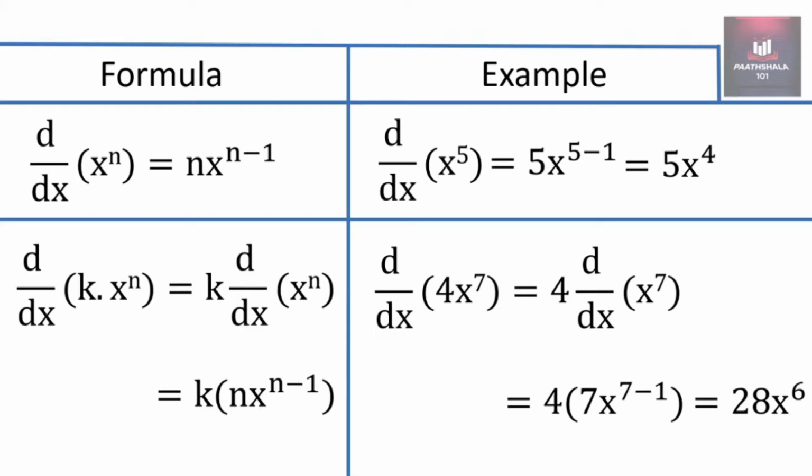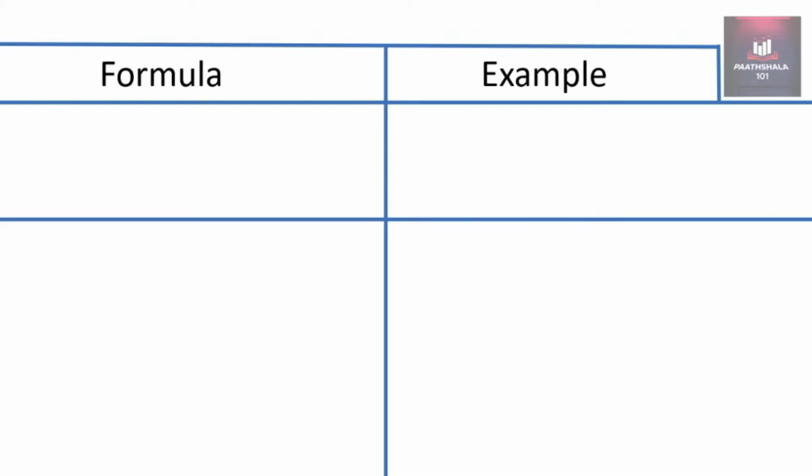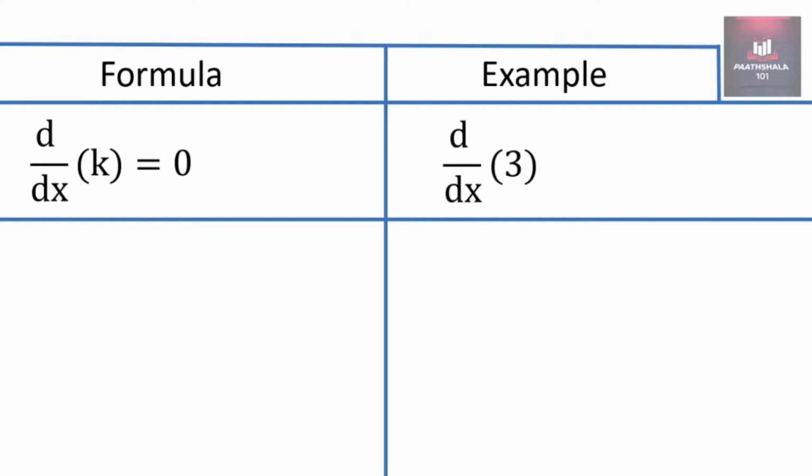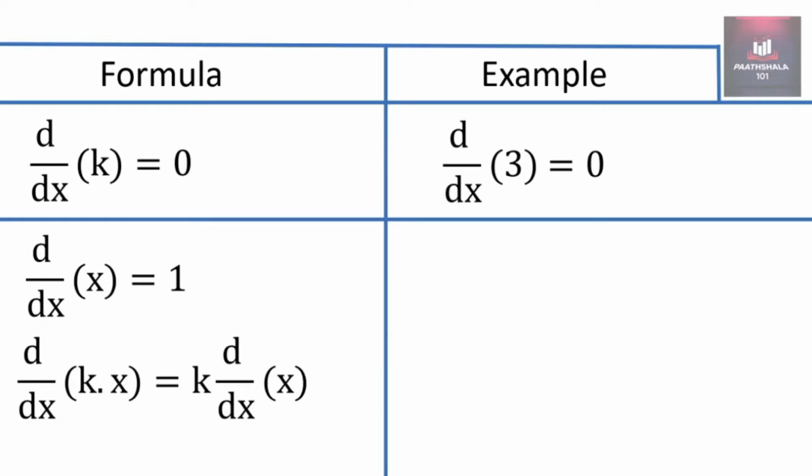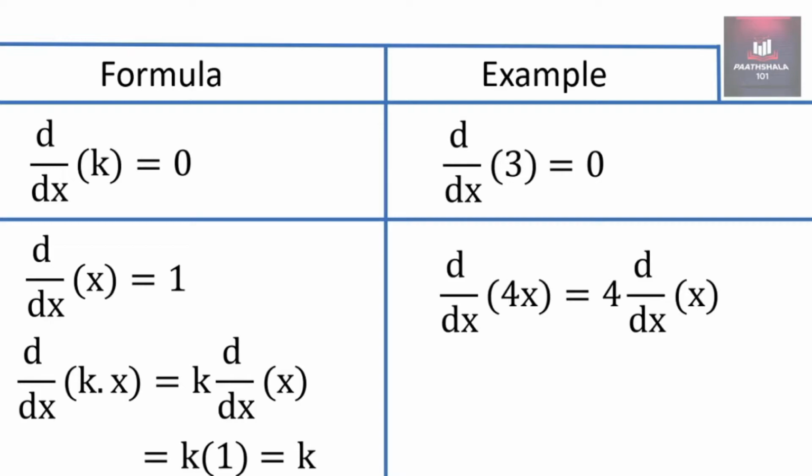Now let's understand the next formula. The derivative of a constant is 0. So if we take the derivative of any number, suppose 3, it will be 0. The derivative of x is 1. However, if there is a constant along with x, the constant will come out and we will take the derivative of x, which will be k into 1, which comes to k. Now let's understand this with the help of an example. Suppose we take the derivative of 4x, 4 comes out and we take the derivative of x. The derivative of x is 1, so it will be 4 into 1, which is 4.